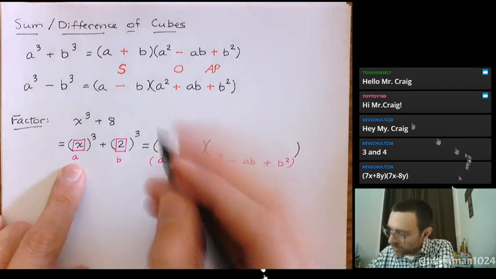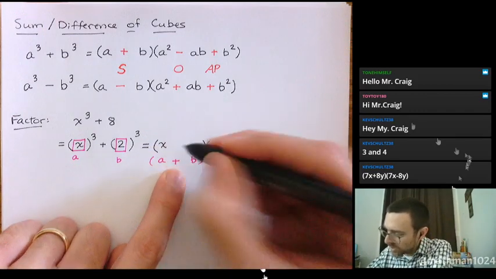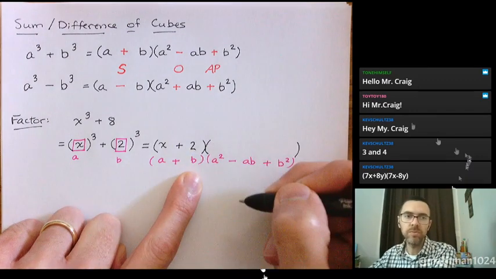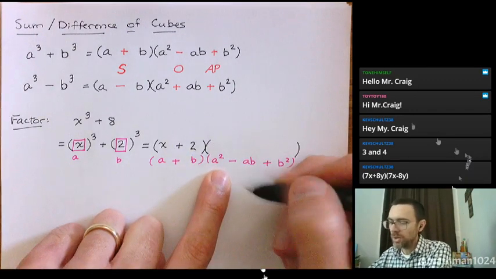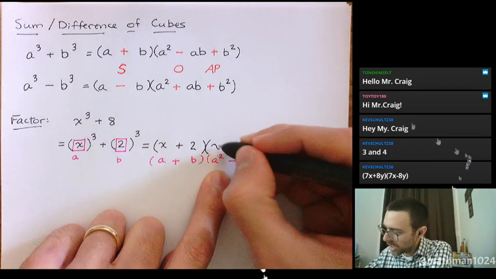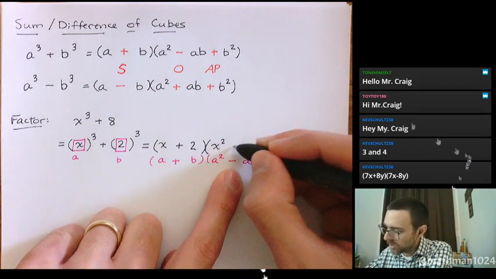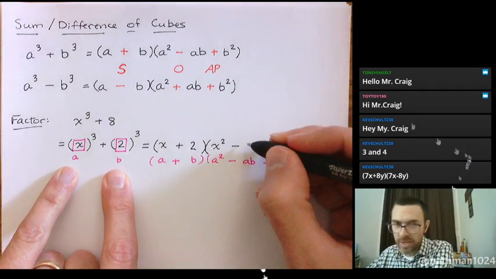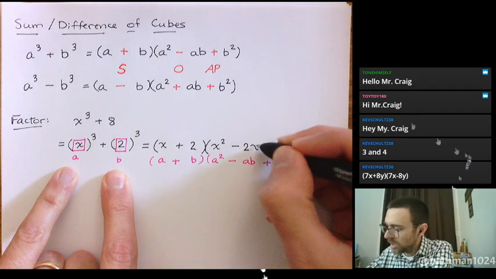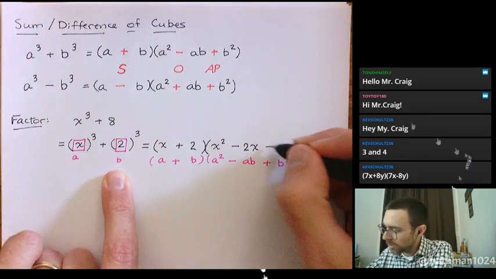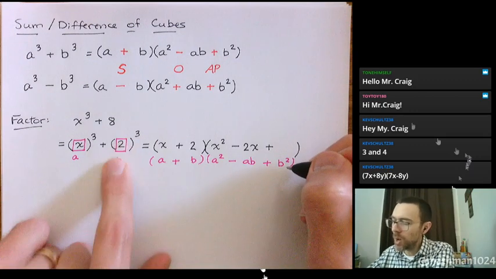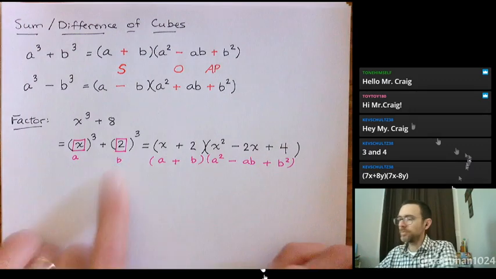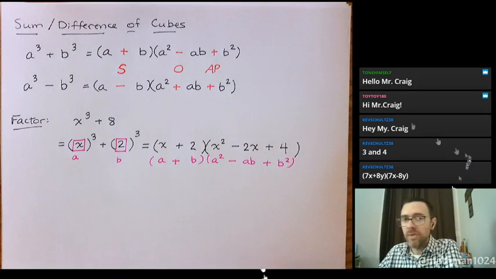So A, that's x, plus, B, 2. A squared, so if A is x, if I square that, I get x squared, minus the product of A and B, the product of x and 2, is 2x, plus, because the last guy is always positive, when you square the b, please don't write 2 squared. 2 squared is 4. And there you have it.